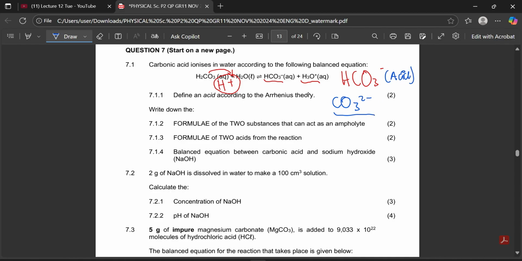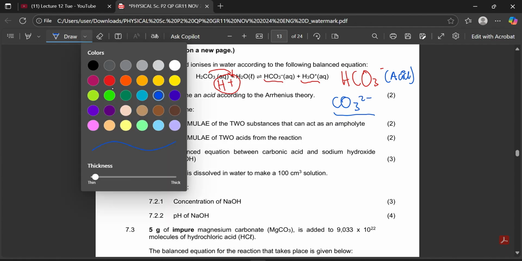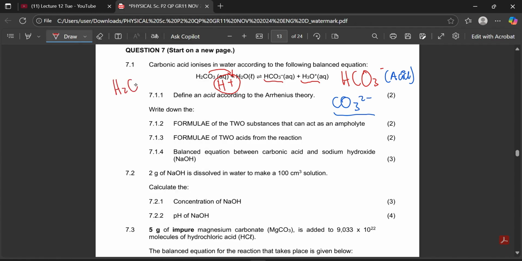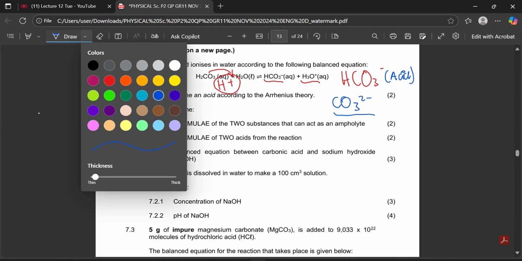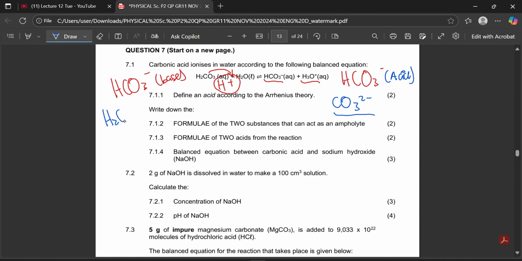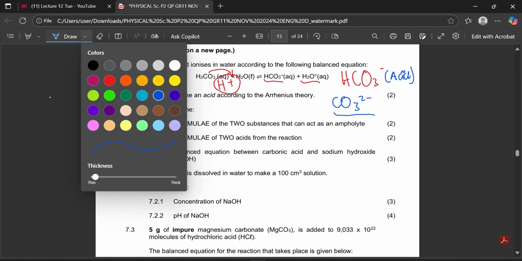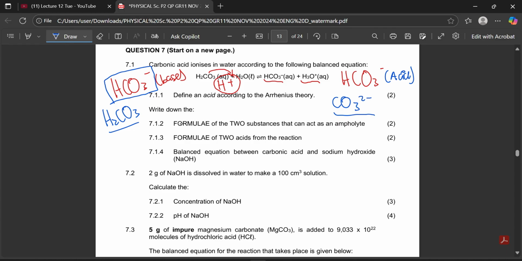But what happens when he acts as a base? So when, sorry, not carbonic acid, but the hydrogen carbonate ion acts as a base, he gets a proton. Remember, he receives a proton and he becomes H2CO3. So for starters, this guy can be both an acid and a base. Therefore, we have our first formula of our ampholyte: HCO3 minus.